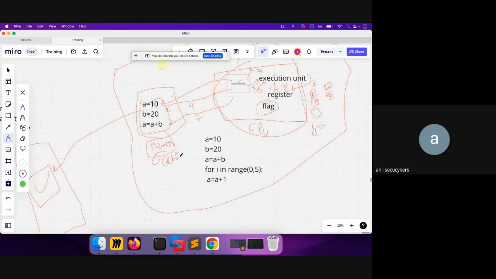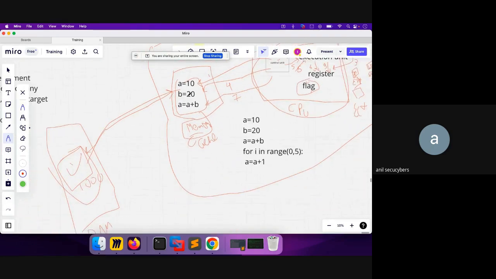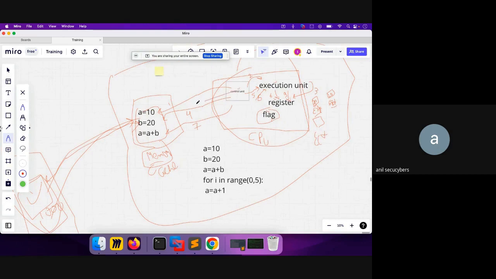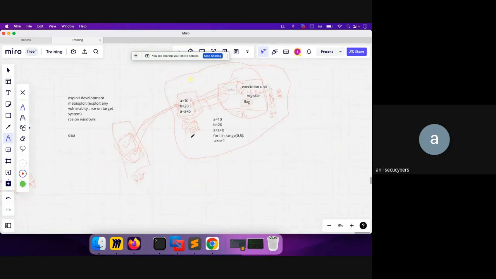So the code will first come from the RAM memory. Let's say 1,000 lines of code need to be executed, and that code is in the RAM memory. At least the first 10 lines will be stored in the cache memory and executed. Once that's done, the next 10 lines from the RAM memory will be fetched and stored in the cache memory. From the cache memory, the control unit will fetch the 10 lines and keep executing them one by one. This is normally how it works.